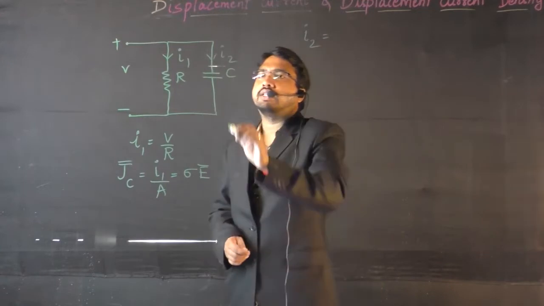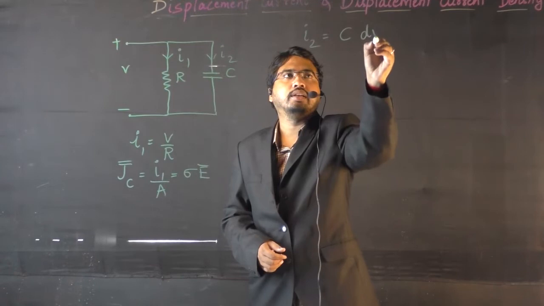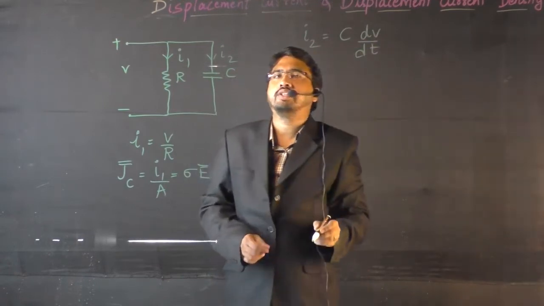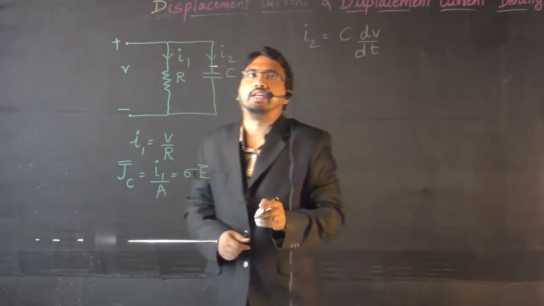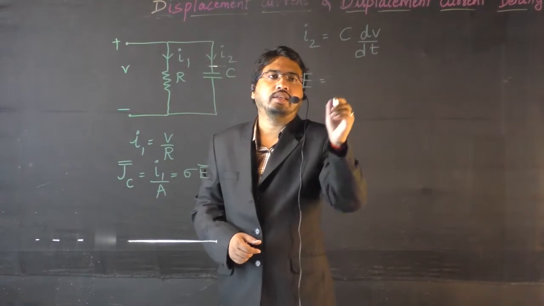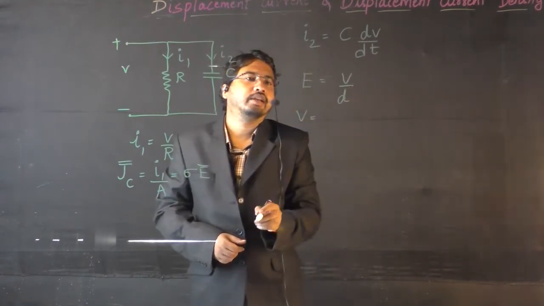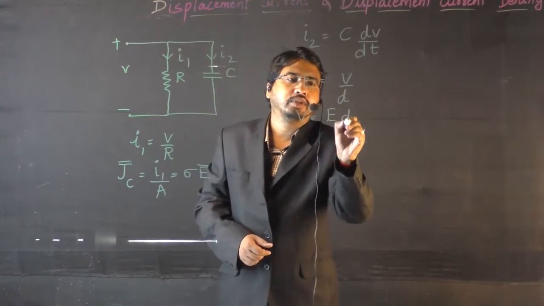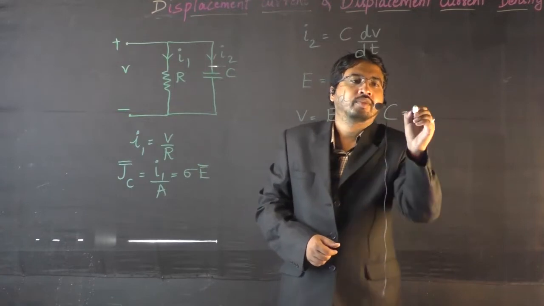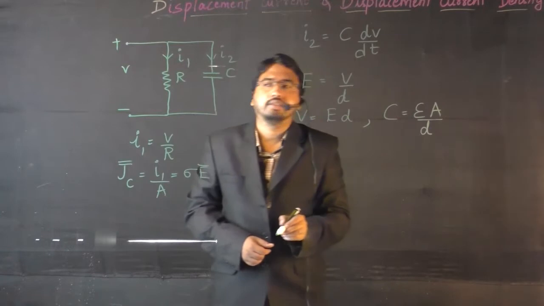Here the voltage and current relation in a capacitor is given by I2 equal to C dV by dt. This is the displacement current which is produced due to the time varying field. Now what is the general formula for electric field intensity E? That is given by V by D. Now in the place of V, what can I write? E into D. And also we know that for a parallel plate capacitor, the capacitance formula is C equal to epsilon A by D.